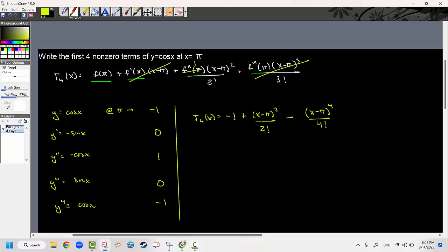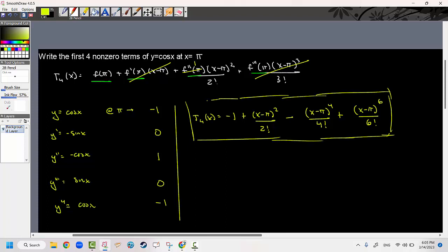And now I've got 1, 2, 3 terms. I need my 4th term. At this point, the pattern may be recognizable, and you would get x minus pi to the 6 over 6 factorial. And those would be your first 4 non-zero terms of cosine written as a Taylor series centered at pi.